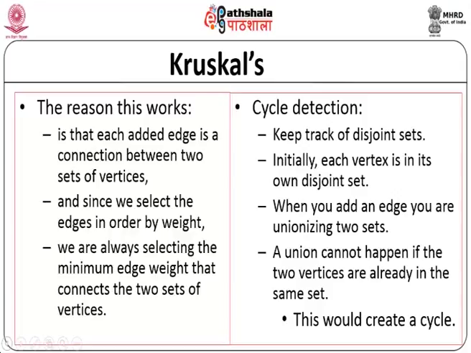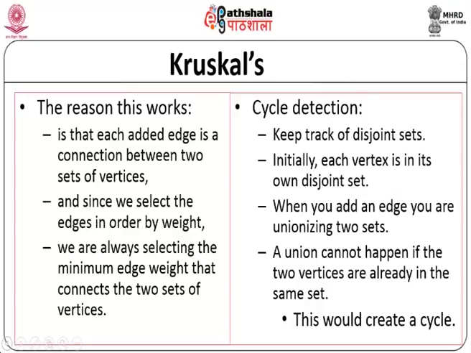Now, cycle detection is an important aspect of the Kruskal algorithm, to keep track of disjoint sets. Initially each vertex is its own disjoint set. When you add an edge, you are actually unionizing two sets. A union cannot happen if two vertices are already in the same set. This would create a cycle. So, that is the idea.